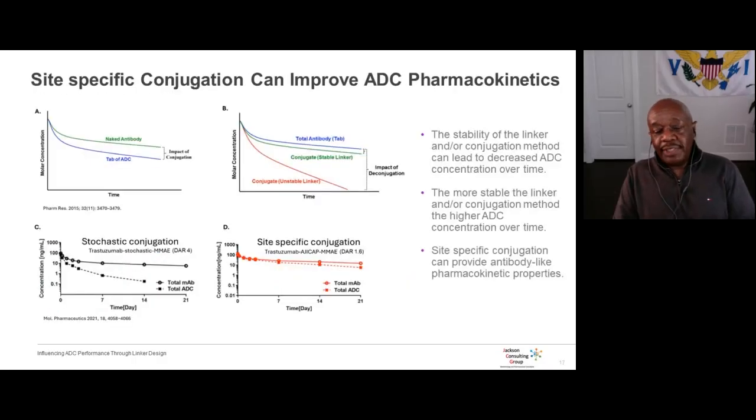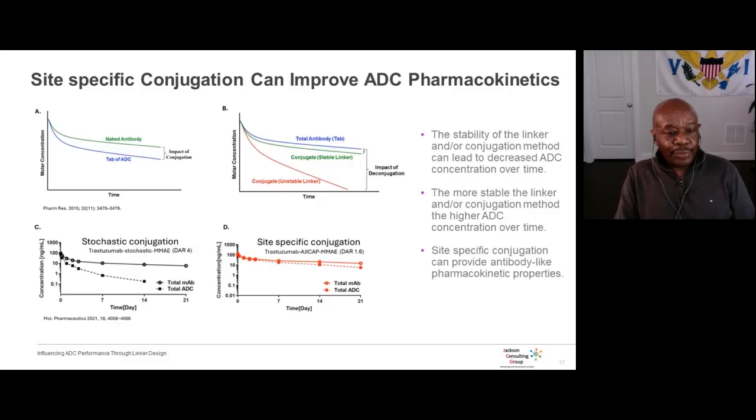With that being said, what's the advantage? The advantage of site-specific conjugations is that they can improve your pharmacokinetic properties, and hopefully they also give you a better therapeutic index compared to traditional stochastic conjugations. On panel A, this is the example I showed before of what your ADC looks like using traditional stochastic conjugation methodologies. Panel B is the example of what it looks like using site-specific conjugation, where you have reduced deconjugation of your ADC.